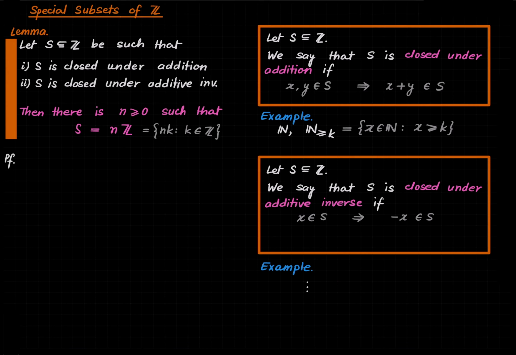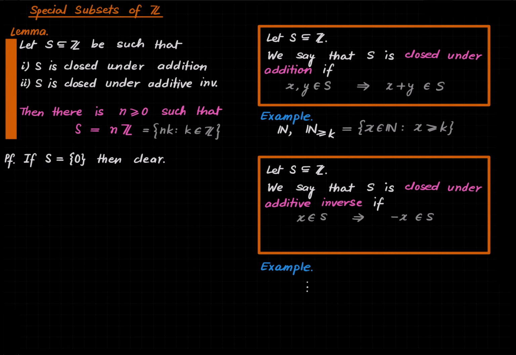So if S is the set {0}, then we are done. This set is of course both closed under addition and additive inverses, and if this were our set, then you can just choose n as 0 and that validates the proposition. So we want to prove it in the case when S is not this triviality.